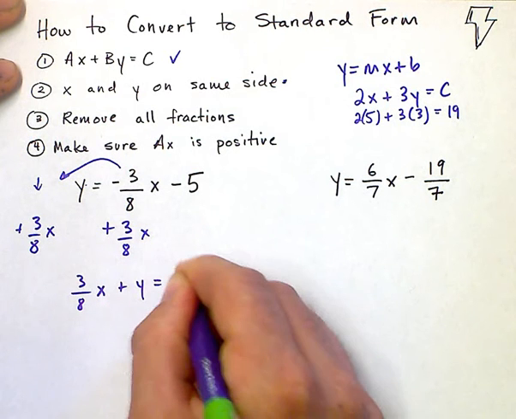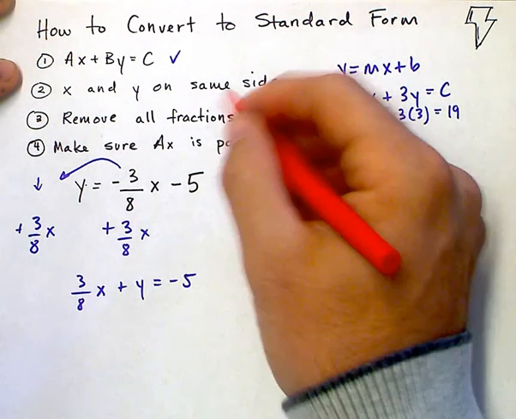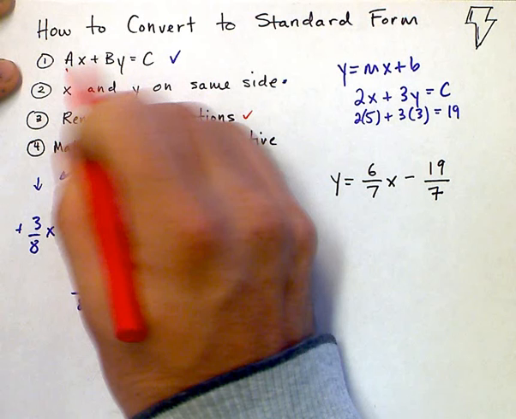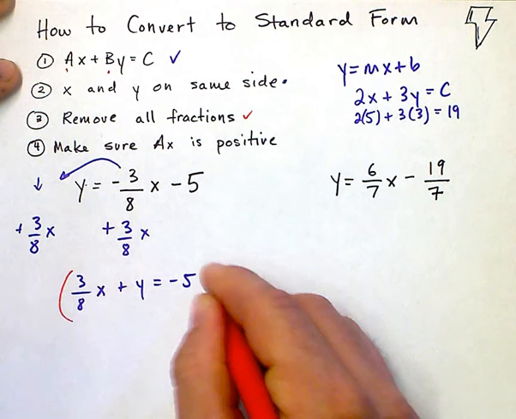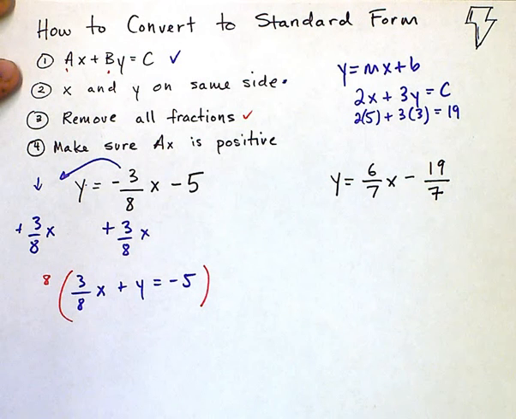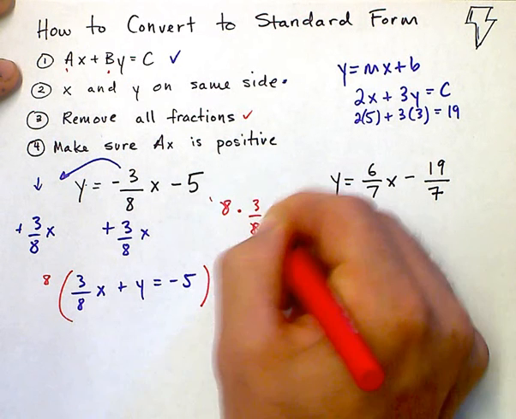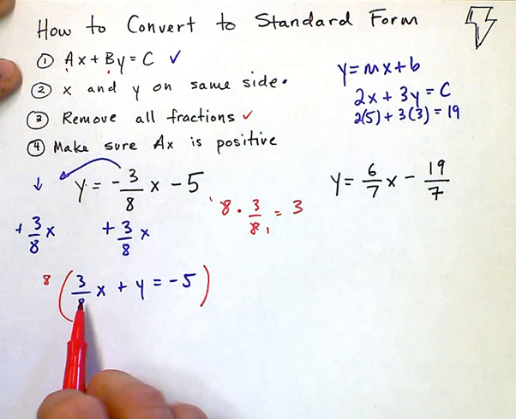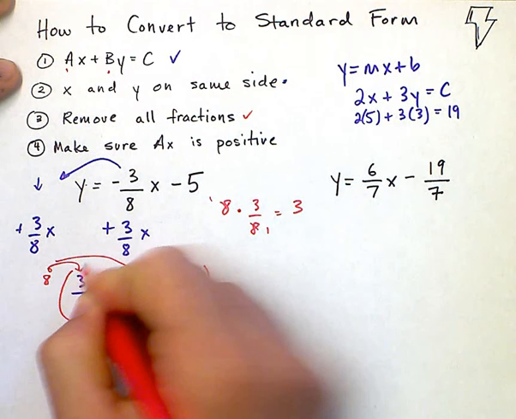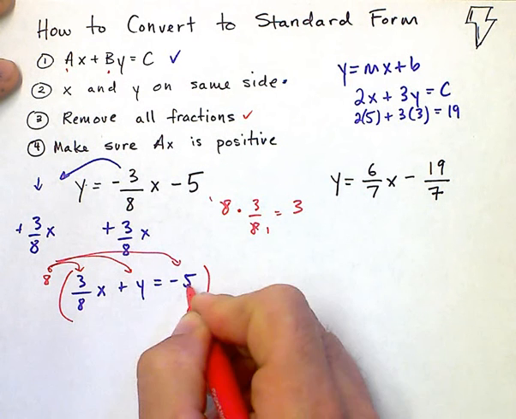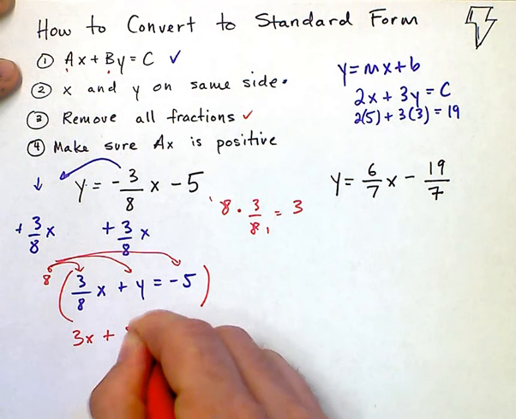Now another rule with standard form is that you want to remove all denominators or fractions. You want it to be basically integers and whole numbers. In order to get rid of a denominator, I can multiply by that number, because 8 times 3/8, if I just cross reduce, I'm left with that number 3. So I'll find the number on the bottom and multiply. But remember, you're distributing. The mistake would be to just multiply this and leave the y and the 5 the same. I end up with 3x plus 8y is equal to -40.